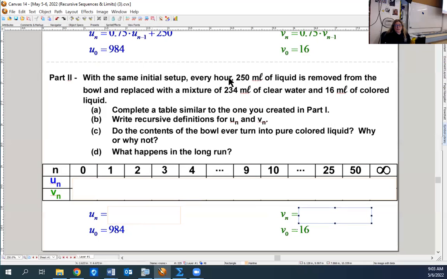And we're still taking 250 milliliters out, right? We're still taking 250 milliliters out and leaving 75% of what's there for both the colored liquid and the clear liquid. The last time we did all clear water replacement. Now what are we doing, guys? We're adding 234 here, and we're adding 16 here.